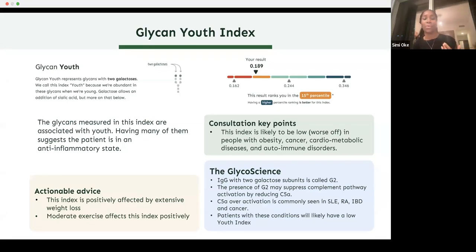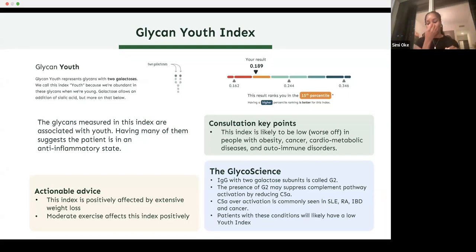What we know is that when people have a lot of these youthful glycans, it suggests that they're in an anti-inflammatory state. And with this index, if it's low, so if someone doesn't have very many of them, typically it suggests that there may be some autoimmune disease going on.